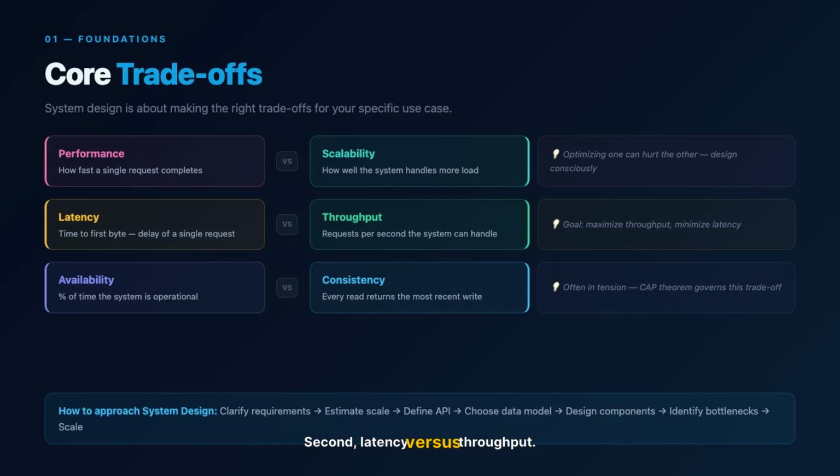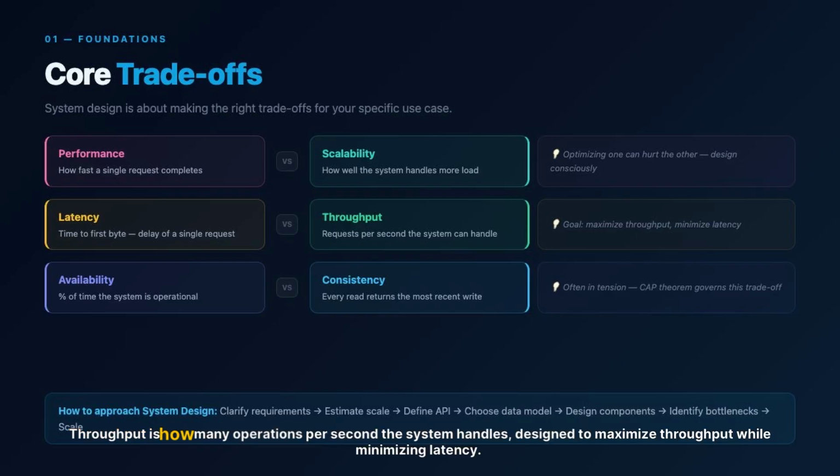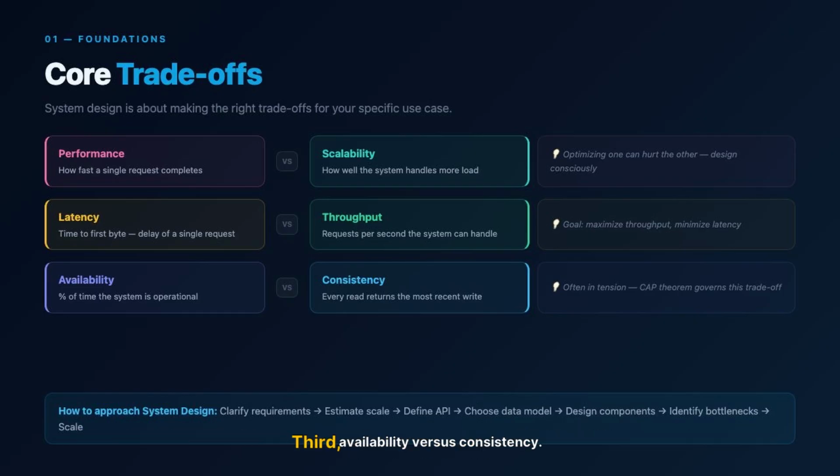Second, latency versus throughput. Latency is the delay of a single operation. Throughput is how many operations per second the system handles. Design to maximize throughput while minimizing latency. Third, availability versus consistency. A highly available system responds to every request, even if the data might be slightly stale. A strongly consistent system always returns the latest data, even if it means rejecting some requests.